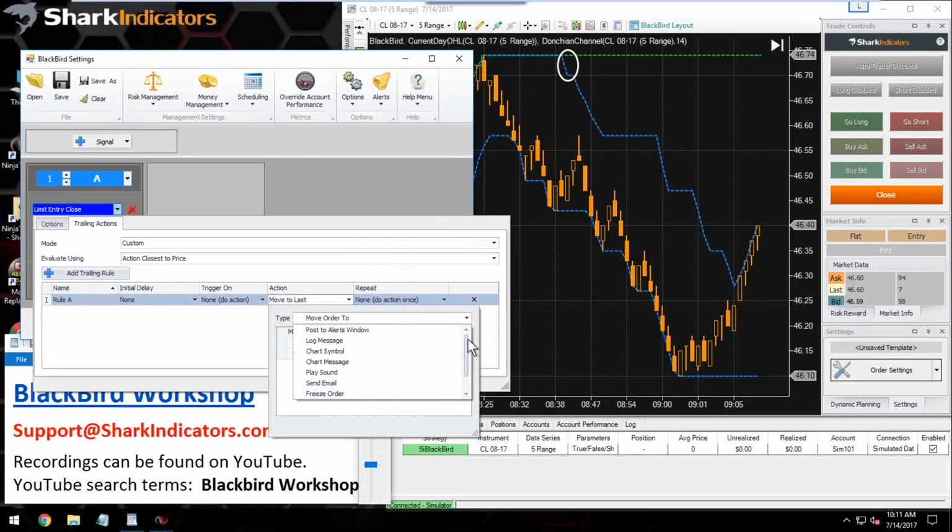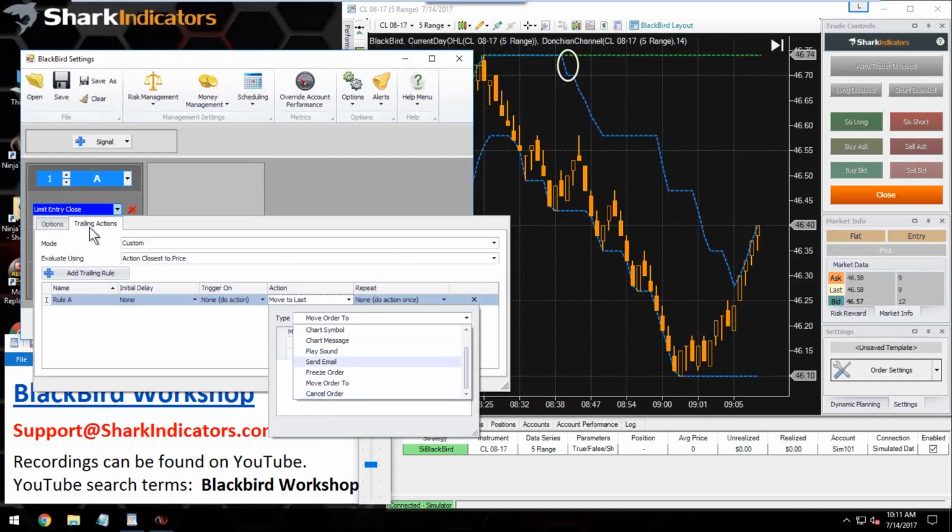There are a lot more actions now that can be taken. You can write a log message. You can put up a chart symbol like a little dot or a diamond or an arrow on your chart if a certain condition happens. You can play a sound, send an email, freeze an order, and you can even cancel an order.